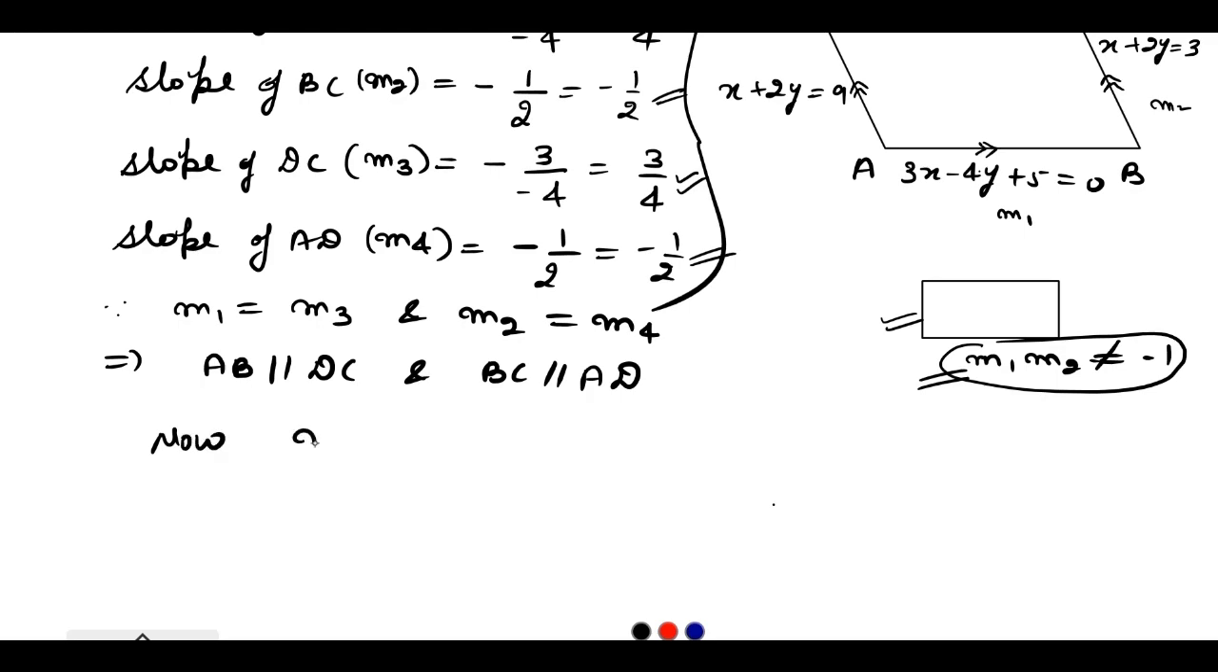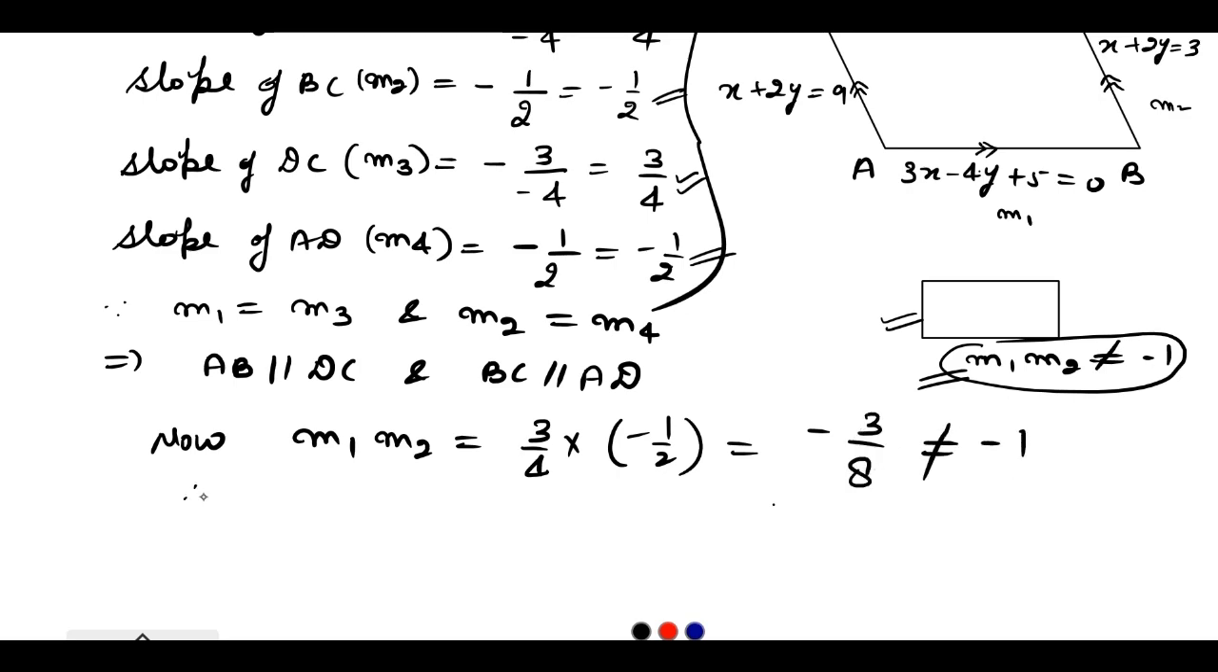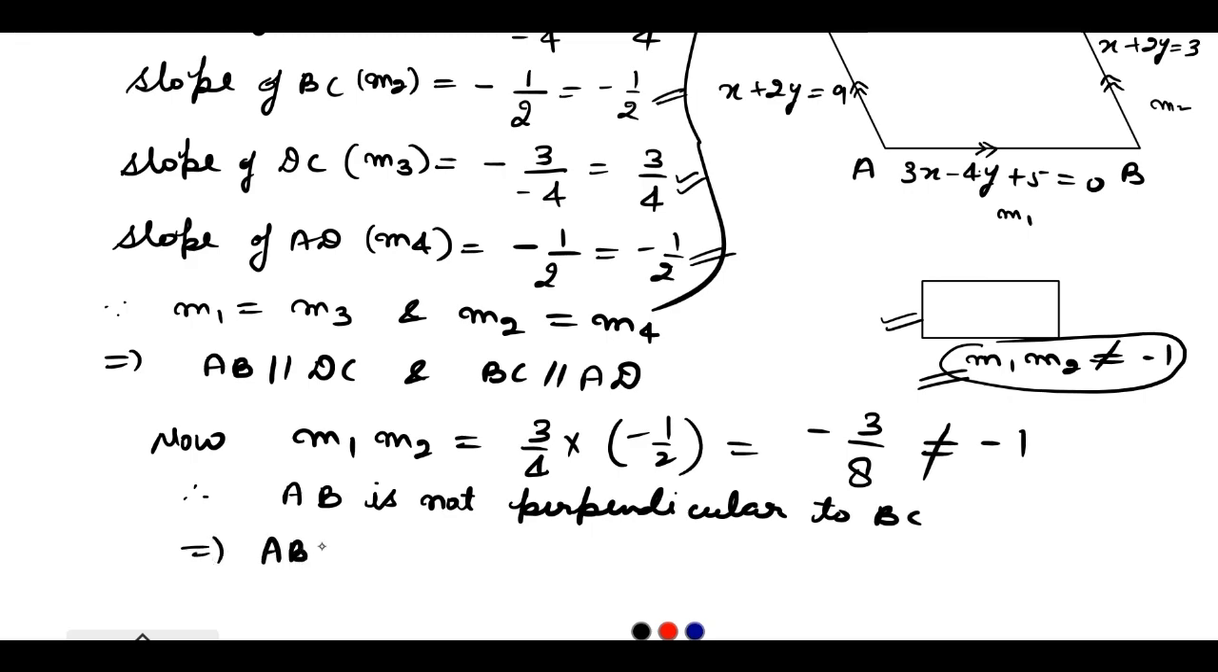Now, M1 M2 is equal to, M1 is 3 by 4 and M2 is minus half, it is equal to minus 3 by 8, which does not equal minus 1. Therefore, AB is not perpendicular to BC, which implies ABCD is a parallelogram.